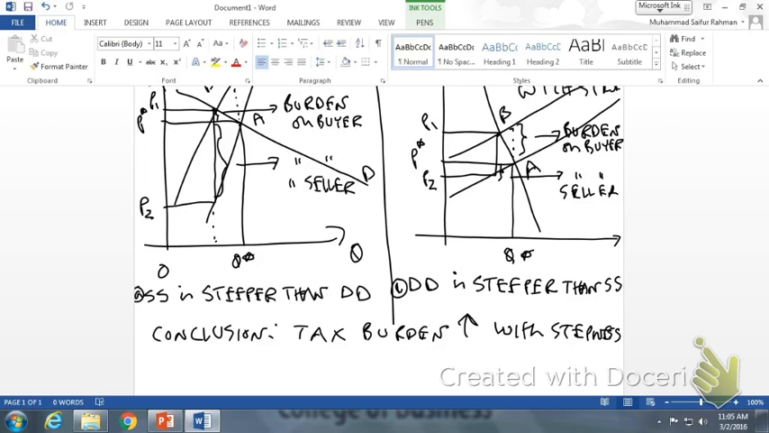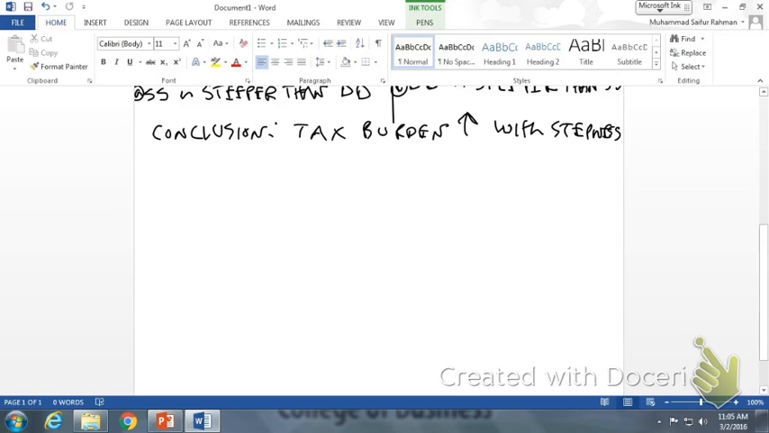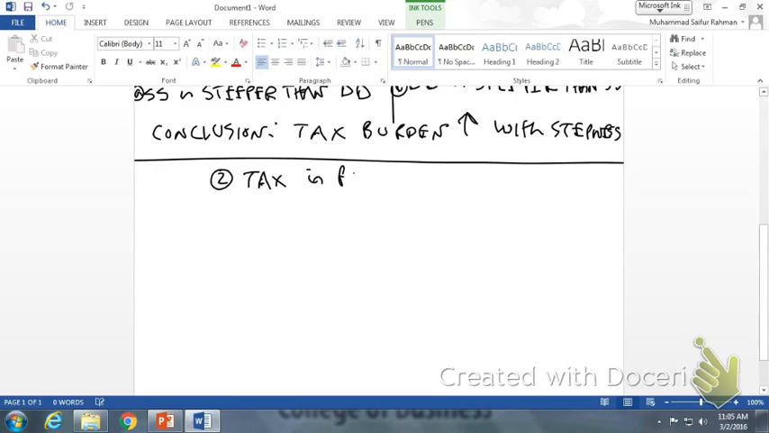Is this a general conclusion? Is this true that the steepness always determines who bears the larger share of the tax burden? We have just seen the case of a situation where the tax is paid by the seller. We are now going to go to the other side of the market. In experiment number 2, we are going to consider when the tax is paid by the buyer.